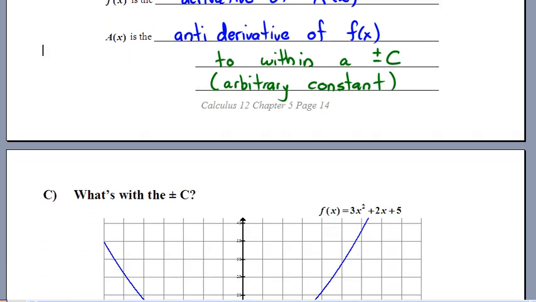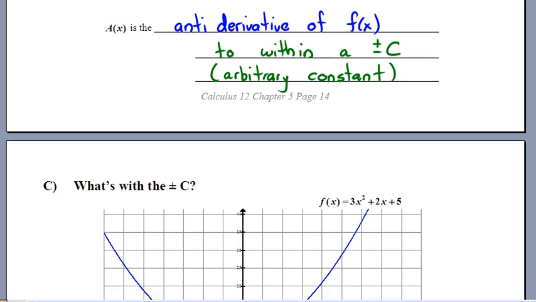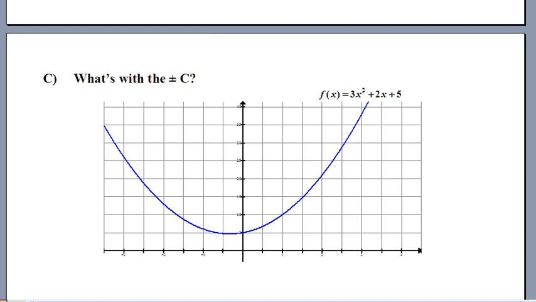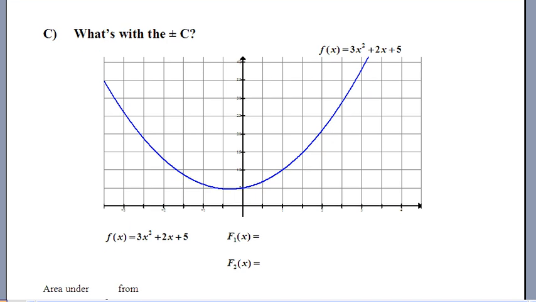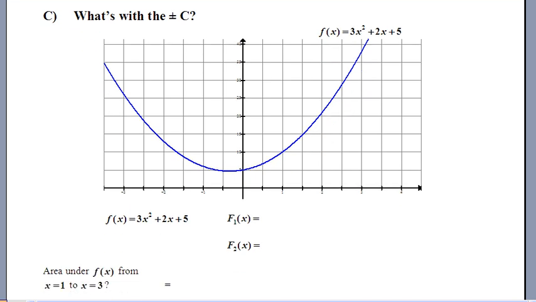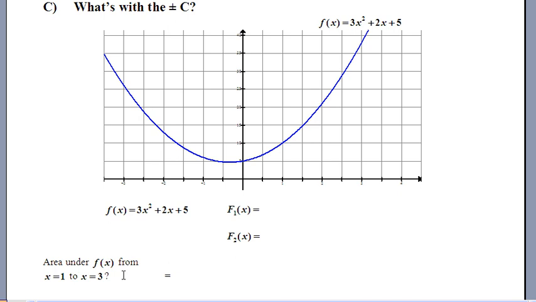So what is with this plus or minus c? Got myself a nice little parabola here. 3x squared plus 2x plus 5. Got it all graphed for you there. Very nice, right? Cool. I like it. And I'm going to try to find how much area there is under the graph from 1 to 3. You can see in the notes there, that's kind of the big request: could you find out the perfect answer for how much area there is? Starting here at 1 and finishing all the way out here at 3. That's my goal.